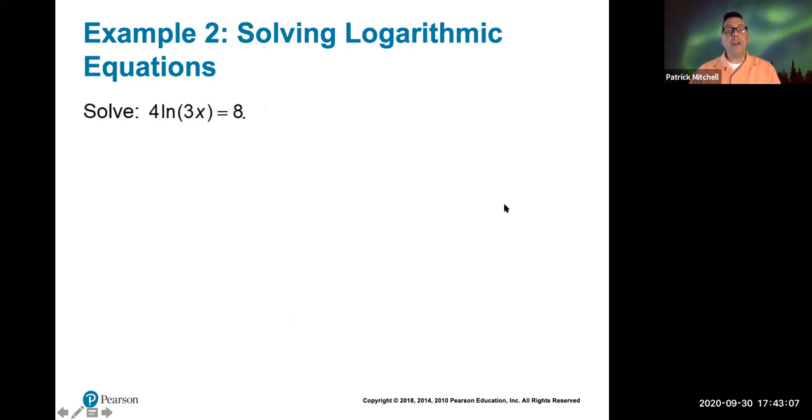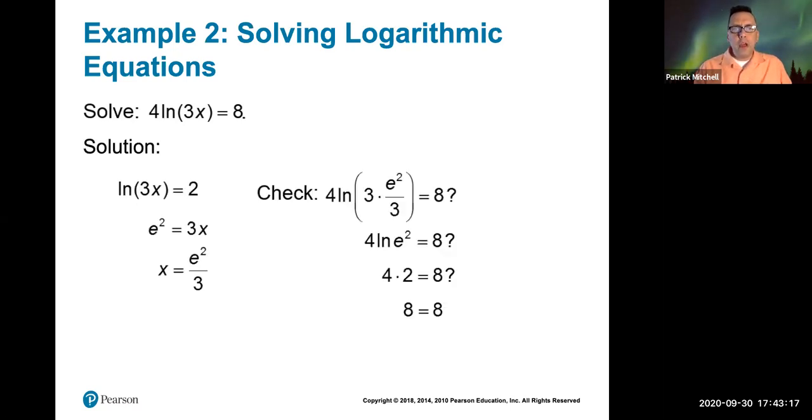All right, next we have 4 natural log 3x equals 8. This is another one that's relatively simple. I'll just show you this one on here. So first thing I'm going to do is divide both sides by 4. That gives me natural log 3x equals 2.